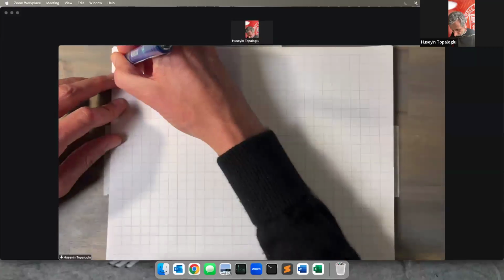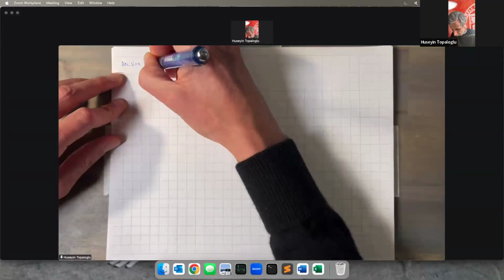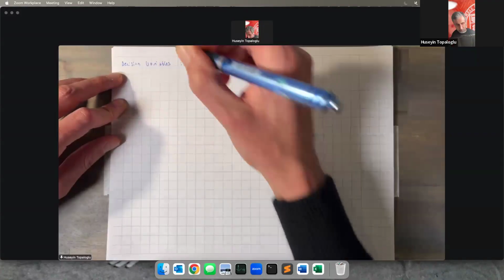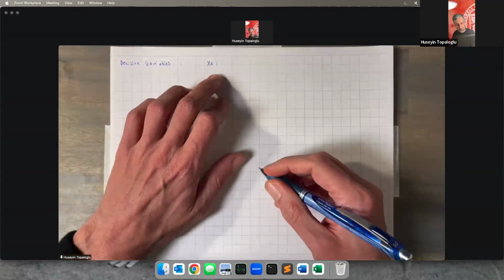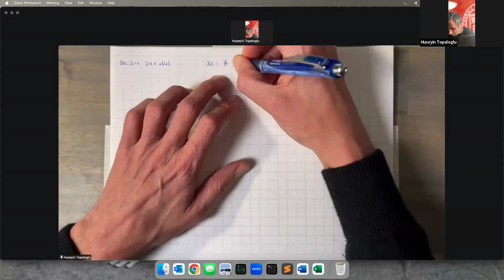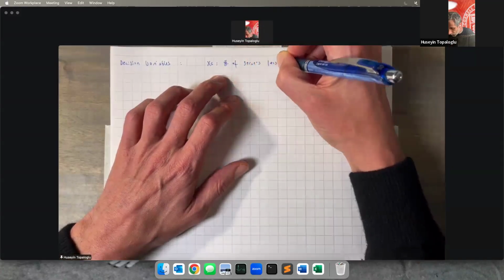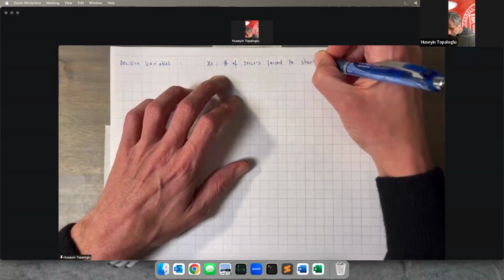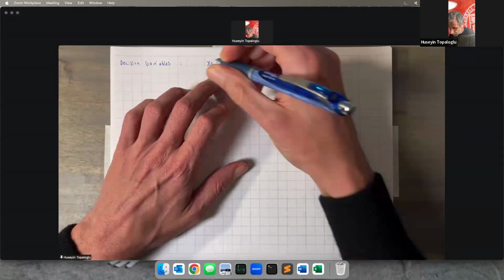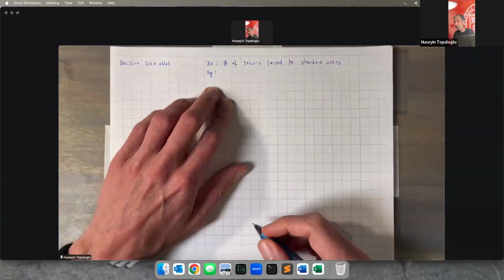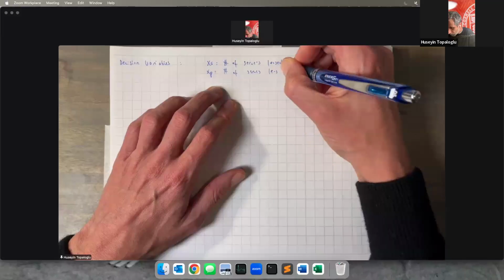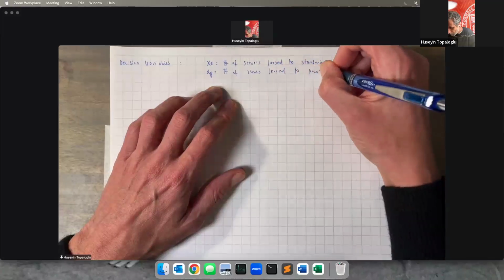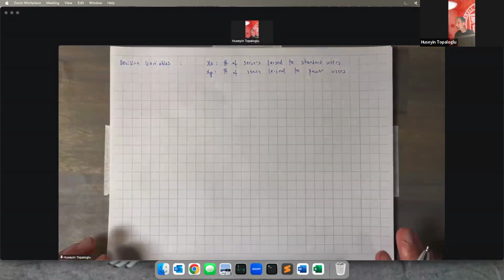So let's start with that. Our decision variables in this problem. One decision variable is going to be x sub s, and that's going to be the number of servers leased to standard users. Another decision variable is going to be little x sub p, and that's going to be the number of servers leased to power users. Okay, so those are our decision variables.